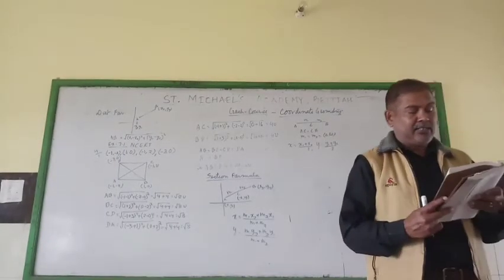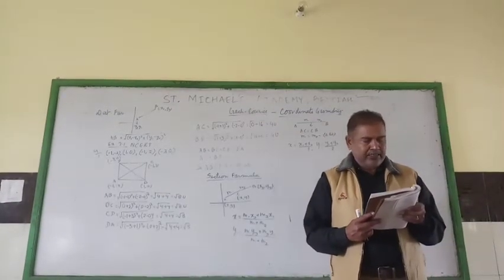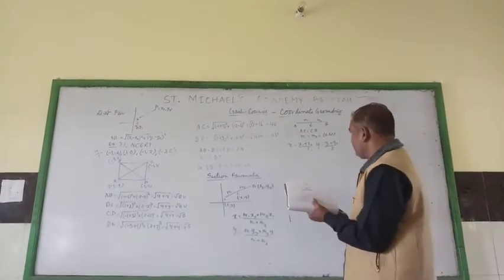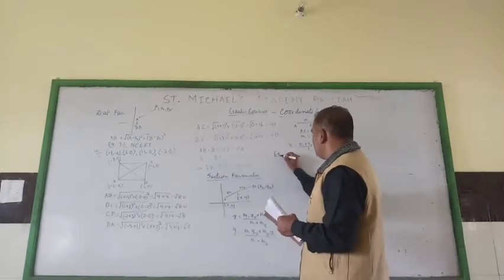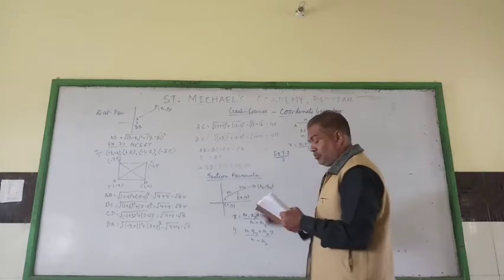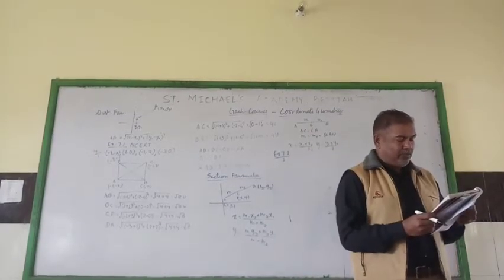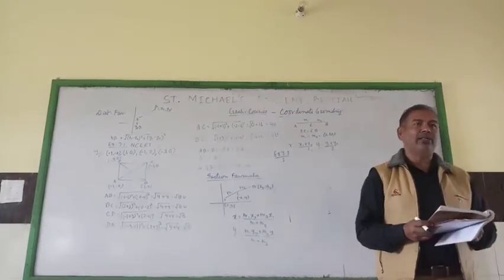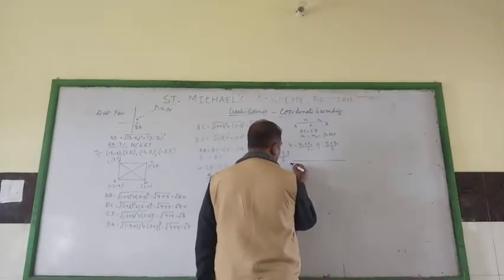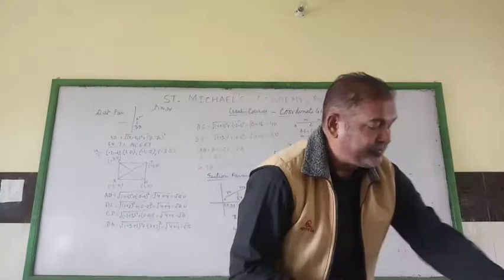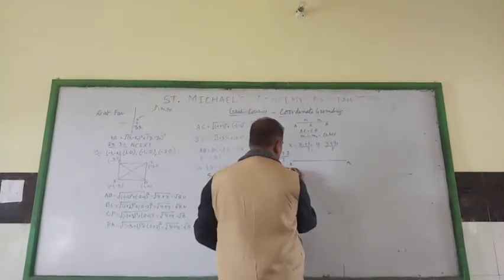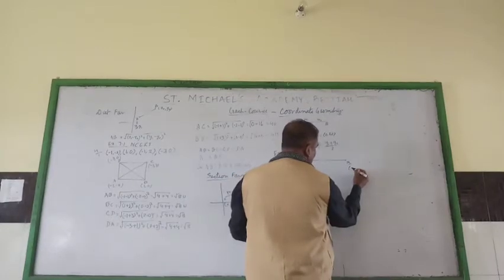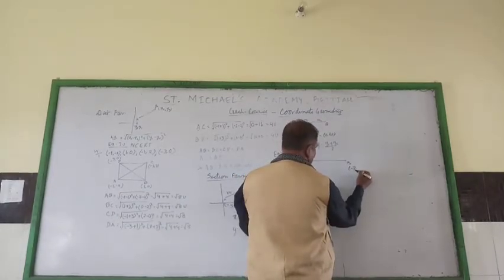Now exercise 7.2, question number 2. Find the coordinates of the points of trisection of the line segment joining 4, -1 and -2, -3. आपके पास एक लाइन दिया हुआ है बच्चों, A, ये दिया हुआ है B. इसका कोऑर्डिनेट कितना दिया बच्चा, देखो तो 4, -1 और इसका दिया है -2, -3.